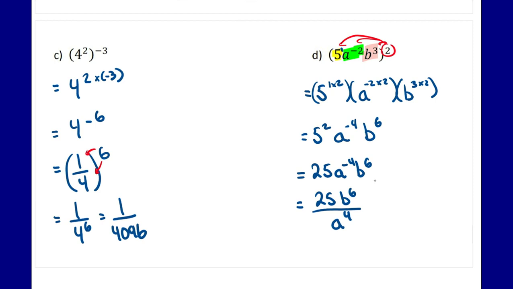And if you're not quite sure why, just off to the side, if I did 25 times 1 over a to the power of 4 times b to the power of 6, multiplying fractions, these are all whole numbers technically over 1, I still end up with 25b to the 6 over a to the power of 4. So when I have only a portion that is negative, I can just move that portion underneath, create a fraction, and then the exponent can become positive.